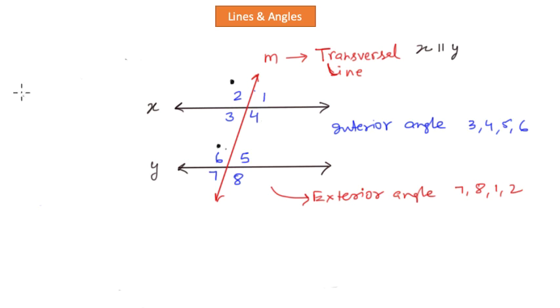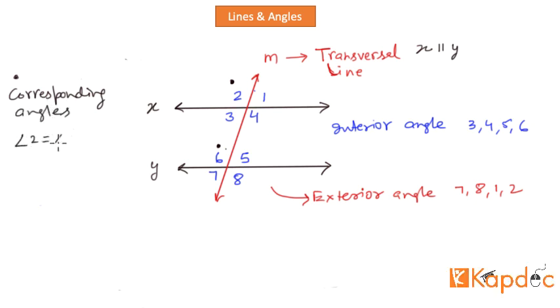And the one important property you need to know with this arrangement is a term called corresponding angles. What are corresponding angles? If you look at angle 2 and angle 6, they are corresponding angles. And we say that corresponding angles are equal. What other corresponding angles do you see in this arrangement? I will say that angle 1 and angle 5, they are also equal and they are corresponding angles. I will also say that angle 4 and angle 8, they are also corresponding angles. Hence, we can say that they are equal.